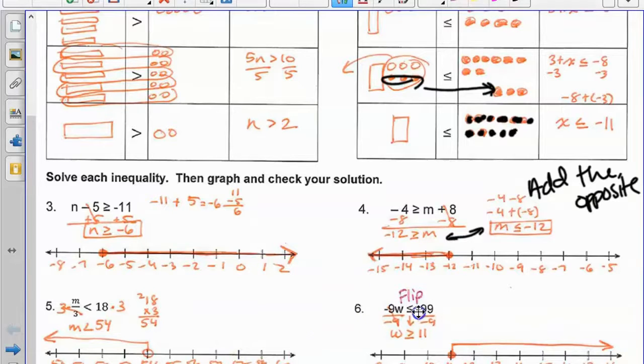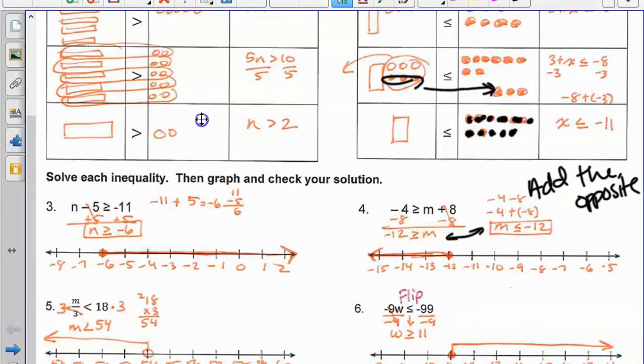Number 6, I need to flip, right? Anytime we divide or multiply by a negative number, we need to flip the sign. So divide both sides by negative 9, we flip it, w is greater than 11, close circle, shade to the right. Okay? On the test, the number lines will be blank. So it doesn't matter what numbers you use. So if you want to use different numbers, that's fine. As long as, for example, close circle on 11, shaded to the right.